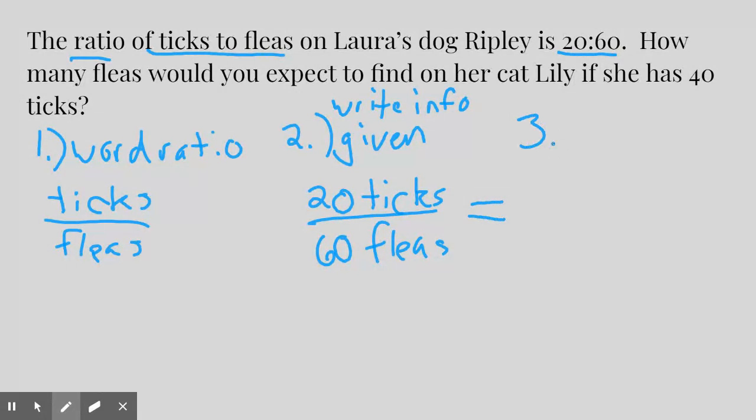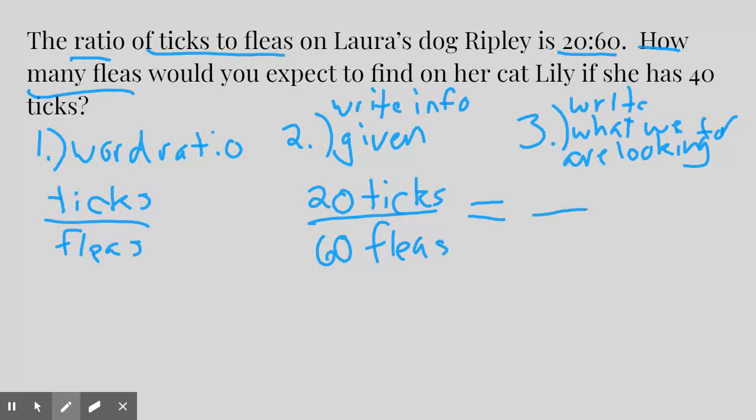And then our last step is write what we are looking for. So in this problem, I am looking for how many fleas. The fleas is going to be the unknown. Well, since I have fleas on bottom, I'm going to put my X on bottom. How many would you expect to find on our cat Lily if she has 40 ticks? So that's going to go on top. All right, so something I want to make sure is that everything on top has a matching label, as well as everything on bottom. And here it checks out.